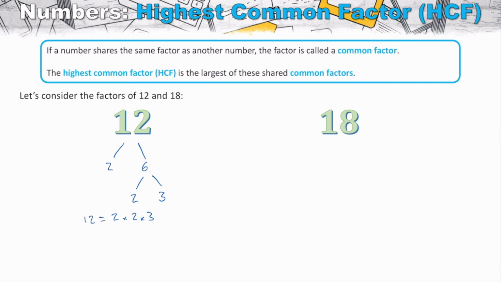Okay? We can do the same with 18. So 18 can divide by 2. It'll give us 9 when we do that. 9 can then be divided by 3 and it will give us 3. So the number 18 can be represented as 2 times 3 times 3.